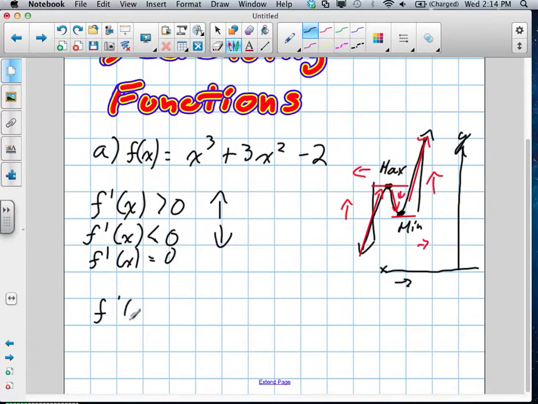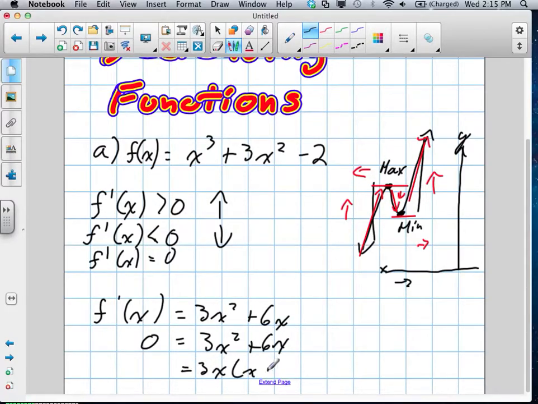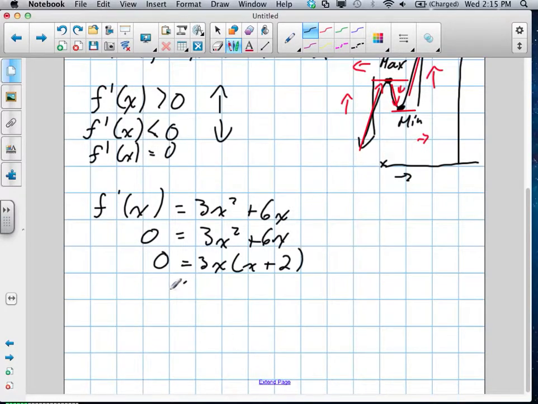We're going to find f prime x. F prime x is going to give us 3x squared plus 6x. Okay? And we want to find our critical values. That's the important stuff here. So we're going to set this equal to 0. 3x squared plus 6x. Well, I can take a common factor of 3x out of here. We're left with x plus 2 is equal to 0. Which means our two critical values in this case, and we could have more or less, are x is equal to 0 and x is equal to negative 2.